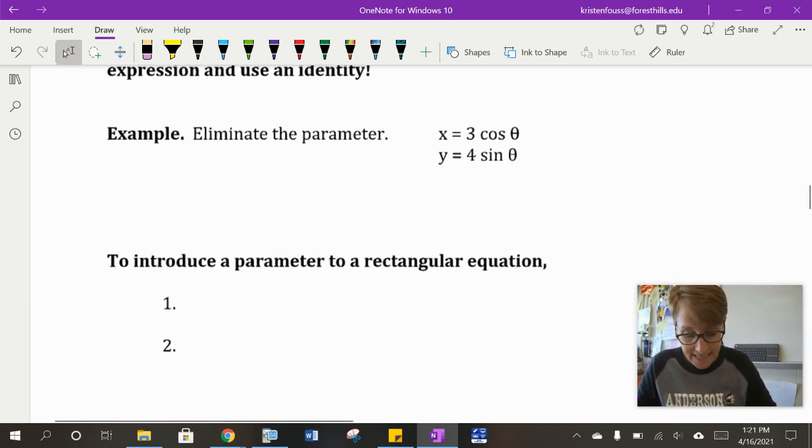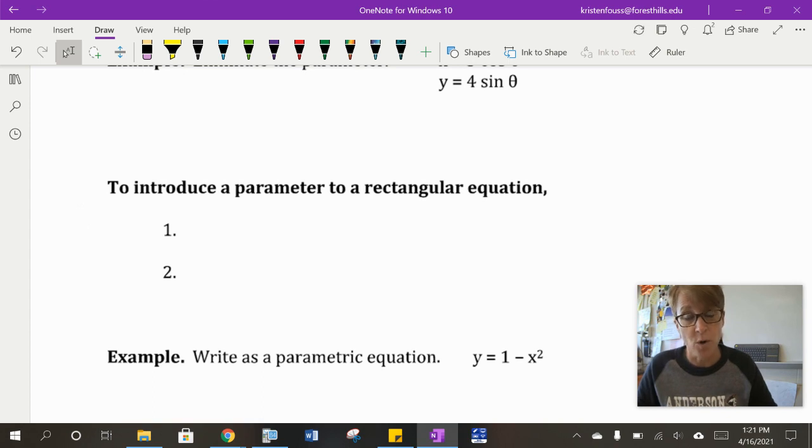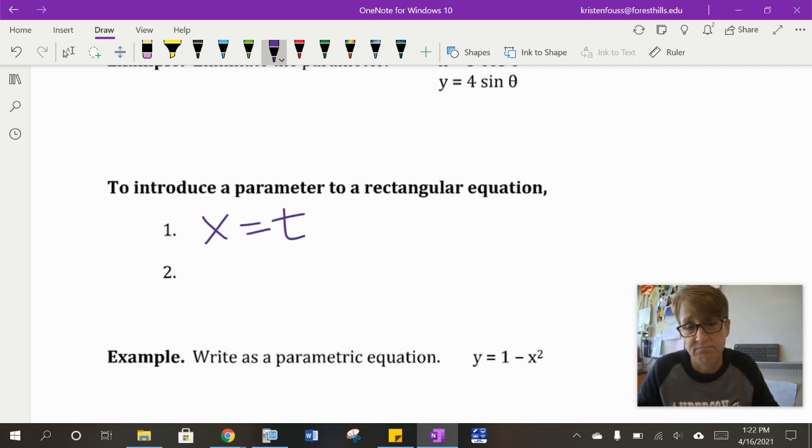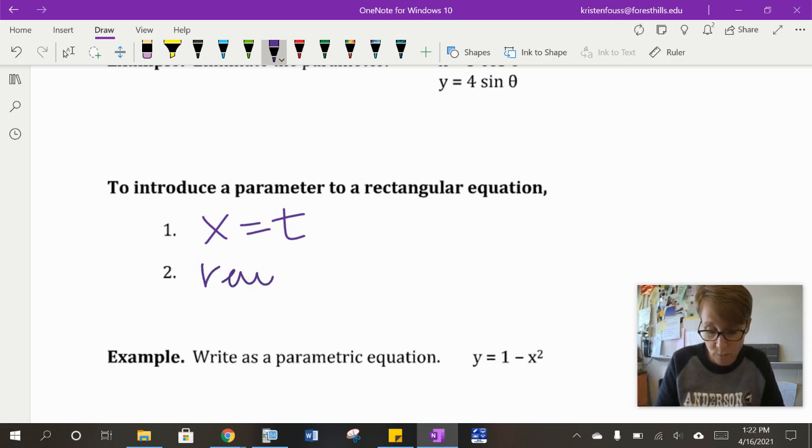Okay. The last thing I want to do is the reverse. What if you have a rectangular equation, so something just in terms of x and y, and we want to write it as a parametric? We want to introduce a factor of time. Here's what you're going to do. Remember we're doing an x equals and y equals. Your first equation, I would suggest you just say is x equals t. Force x to represent time. And then all you're going to do is rewrite your y equation.